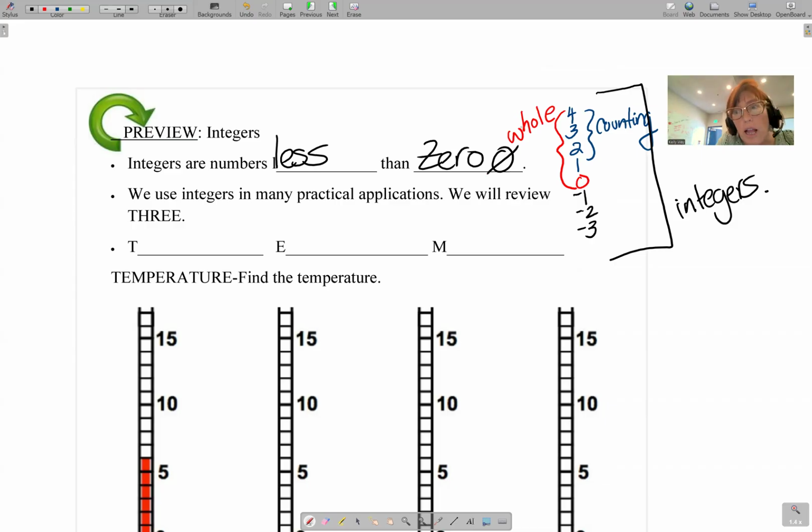There are many practical applications of integers, so I'm not going to get into all the specifics about the math. We're going to do that during class time, but we're just going to do the applications: temperature, elevation, and money.